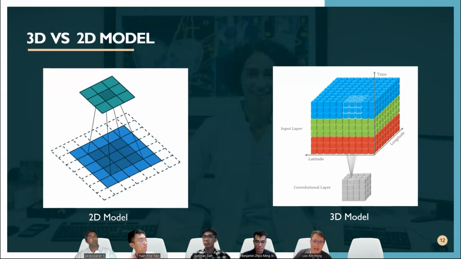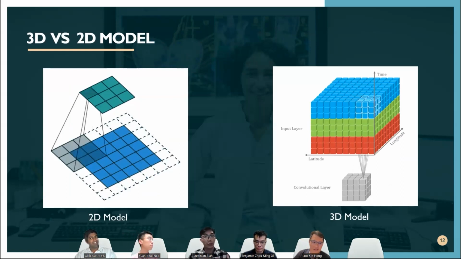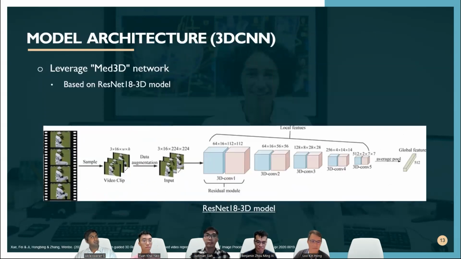Wow. What is the difference between this? Yeah. So a 2D convolutional neural network, or a CNN, treats CT scans as individual slices, while a 3D CNN can exploit spatial relationships between the slices themselves. So in our product, we attempted to use the 3D model first and hope to leverage on the pre-trained network called Med3D, which is based on the ResNet 18 3D model initially built for video images.